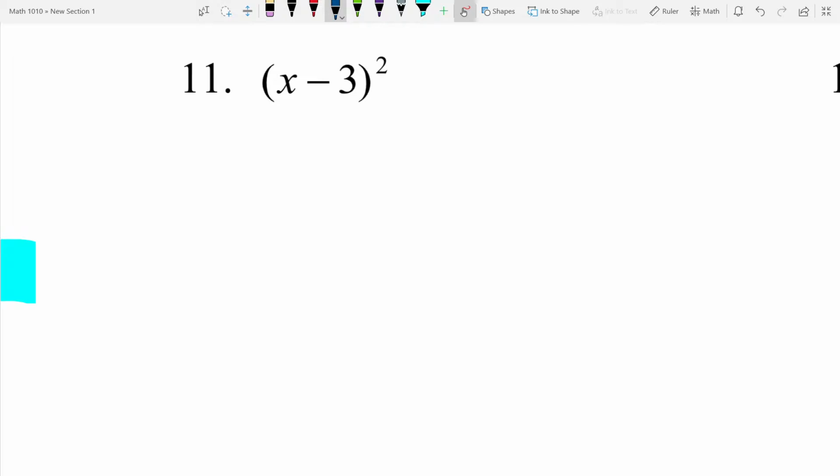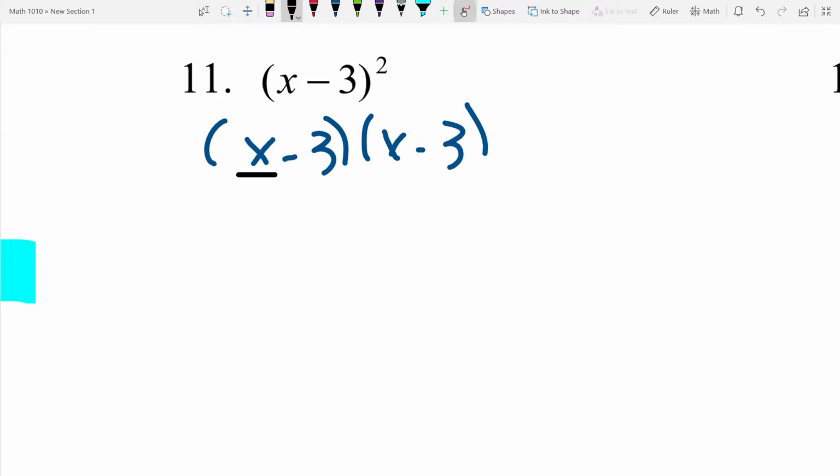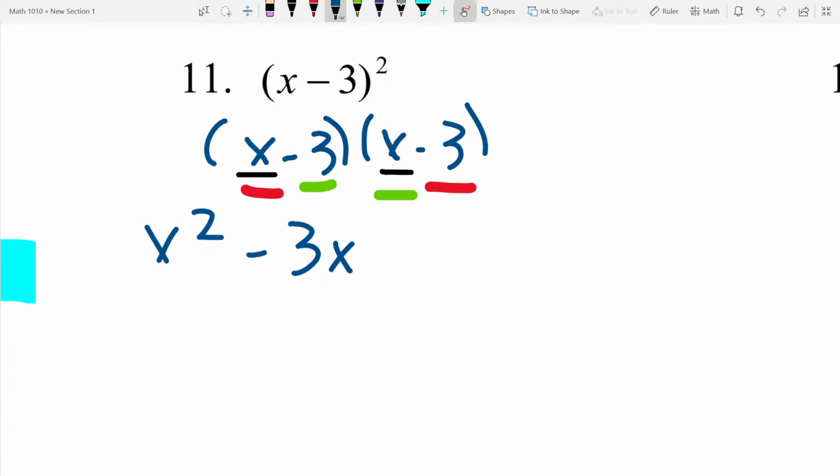Write it twice, yeah. So everybody go x minus 3 times x minus 3. And now you just FOIL it, guys. So you just go x times x is x squared. Outside is x times negative 3, so that would be a negative 3x. Inside is negative 3 times x, which is a negative 3x. And then last is a negative 3 times a negative 3, which gives you a positive 9.